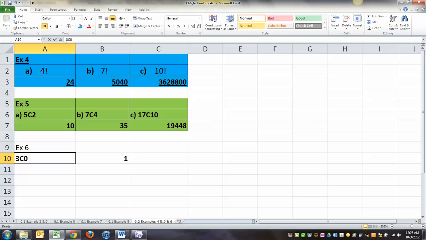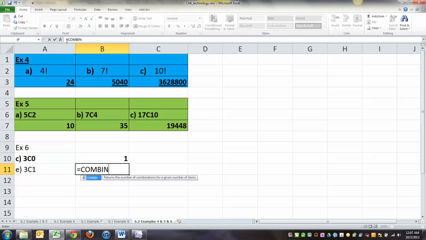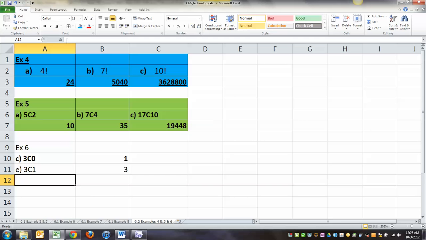And now I'm in part E, which is 3, choose 1. So equals combin 3, 1. Interesting. 3. Yes, right.